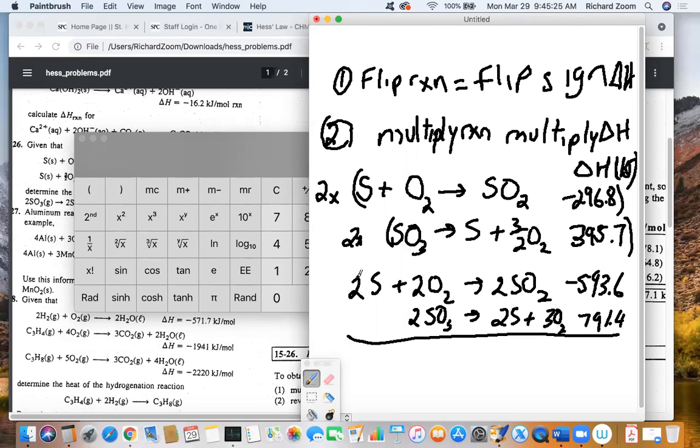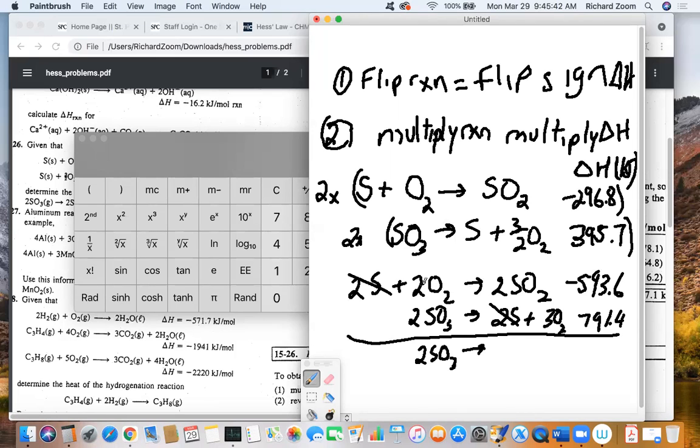And what you'll notice here is that because I've got 2 S's on the left on this reaction and 2 S's on the right, I'm going to add the reactions together. The 2 S's will cancel because they're on opposite sides. I'll be left with 2SO3.